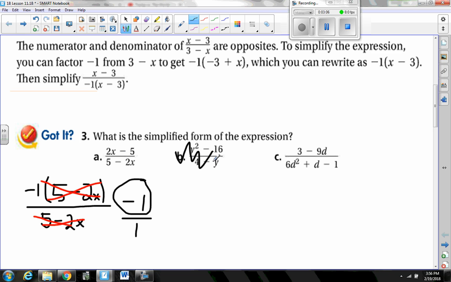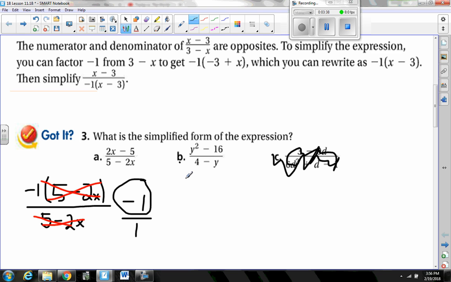If I skip over letter B, well, actually, let me not skip over letter B. I'll skip over letter C. If I look at letter B, I have on the top and bottom two things that are not right now opposite factors. So what I'm going to do is first realize that I can factor the top of this fraction. I need two numbers that multiply to be negative 16 and add up to be nothing because my y piece in the middle has gone away.